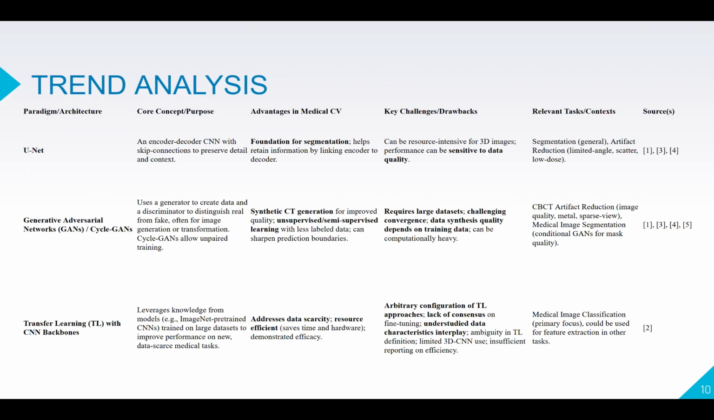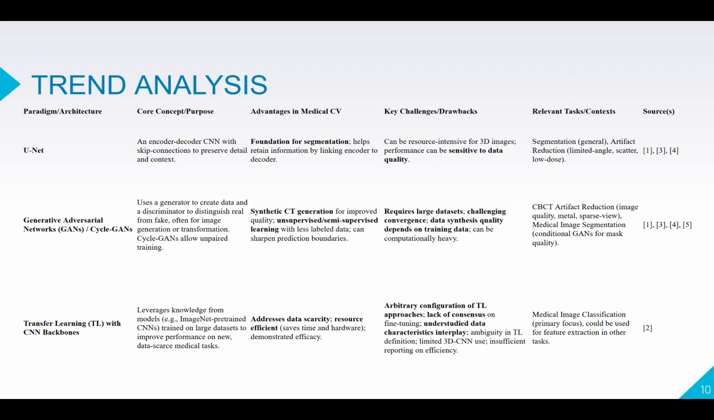Trend analysis, paradigm and architecture. This table highlights key architectures and paradigms in medical computer vision. UNet is a foundational architecture for segmentation, using an encoder-decoder CNN with skip connections to preserve detail and context. Generative adversarial networks, GANs, and CycleGANs are used for generating data and are relevant for artifact reduction and segmentation.